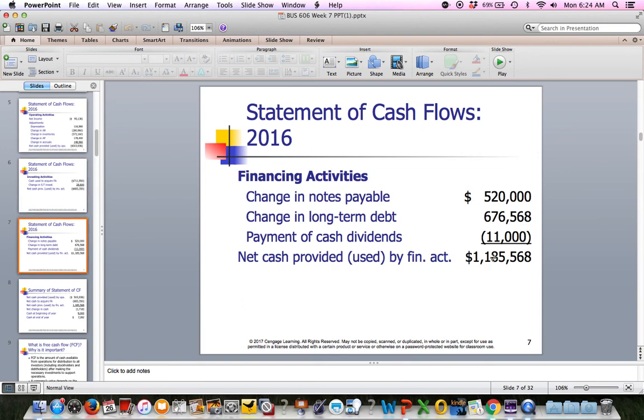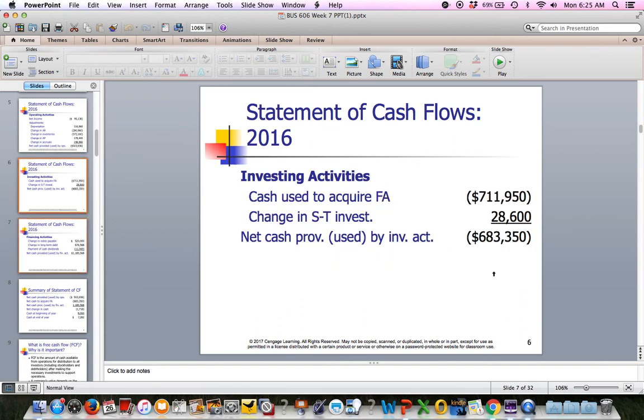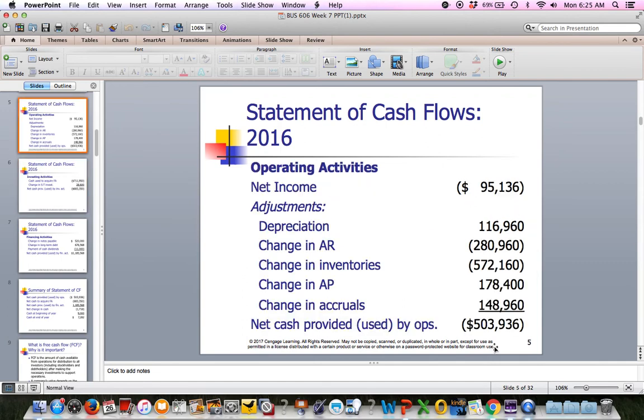Okay, then we get to financing, and financing shows money you borrowed, money you paid back. Dividends paid are typically the biggest ones. So change in notes payable, we increased that, we borrowed more notes payable, we borrowed more long-term debt, and they paid a little bit in dividends. And so that's a big positive, which we kind of knew. That big positive there paid for the fixed asset investment here, and it helped us cover our operating losses here.